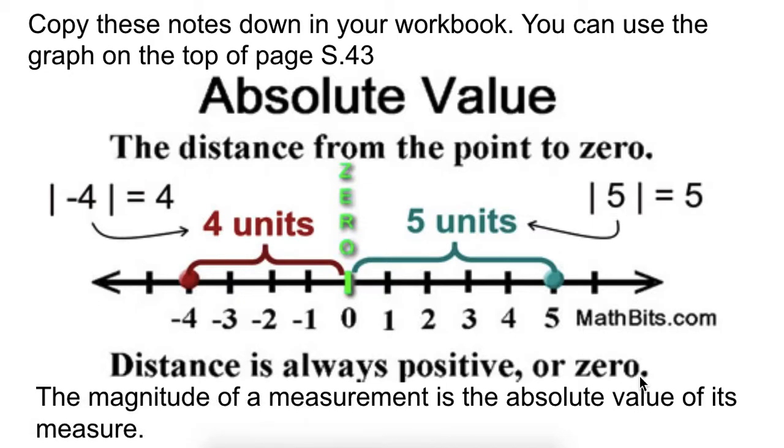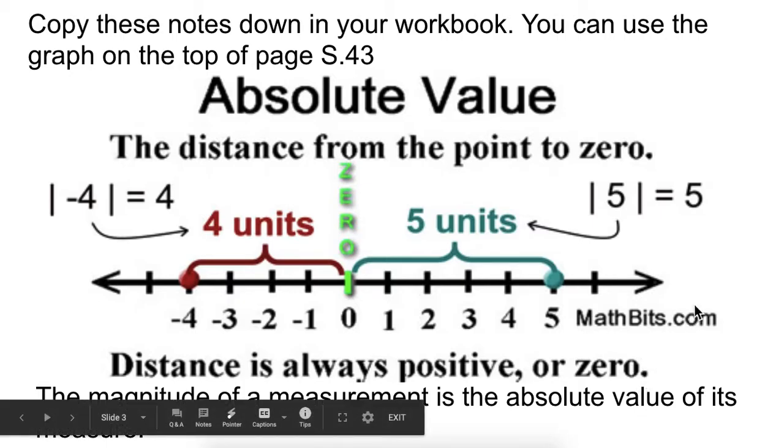Another thing you'll be talking about here is the magnitude. Often you'll be asked maybe what's the magnitude? The magnitude of a measurement is the absolute value of its measure. So in other words, the absolute value and the magnitude are basically the same thing. So let's go ahead and look at a couple more of these questions.